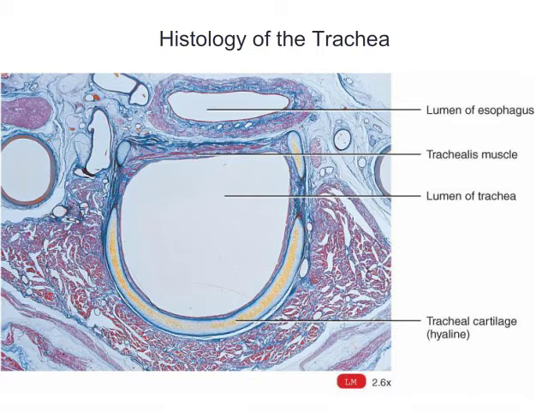So big picture here is that the trachea is reinforced with these hyaline cartilage rings to maintain its openness or patency, whereas the esophagus is just a smooth muscle tube that doesn't have any cartilage in it whatsoever. And that's because the esophagus is normally closed except when we're swallowing food.